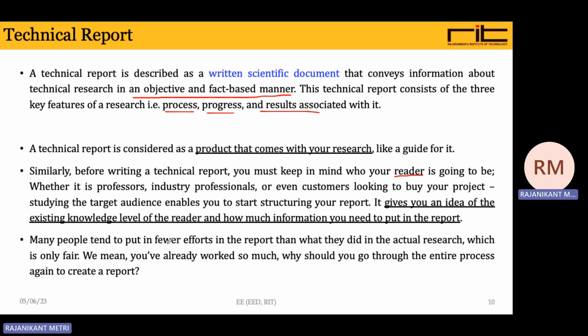Many people tend to put fewer details in the report than what they did in the actual research, which is only fair. I mean, you already worked so much, and why should you go through the entire process again to create a report? So in some cases we see that people tend to put less effort into preparing the report.